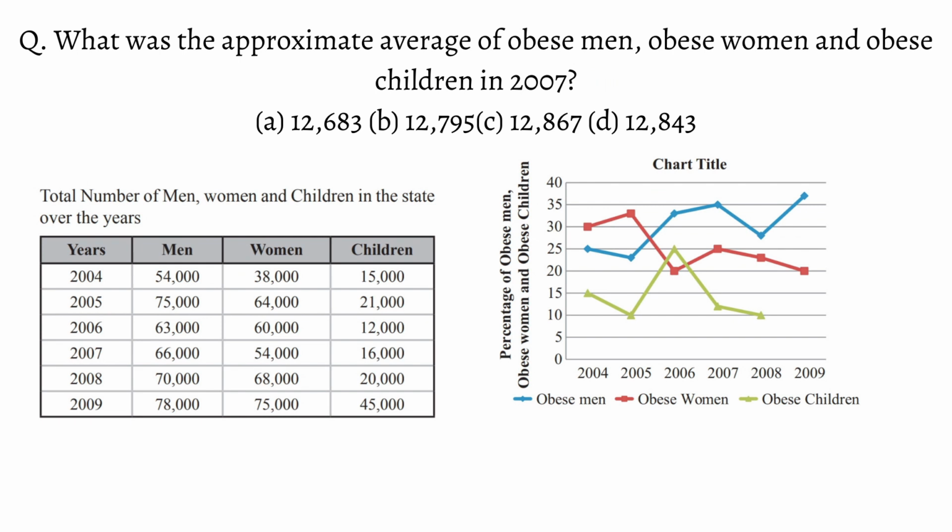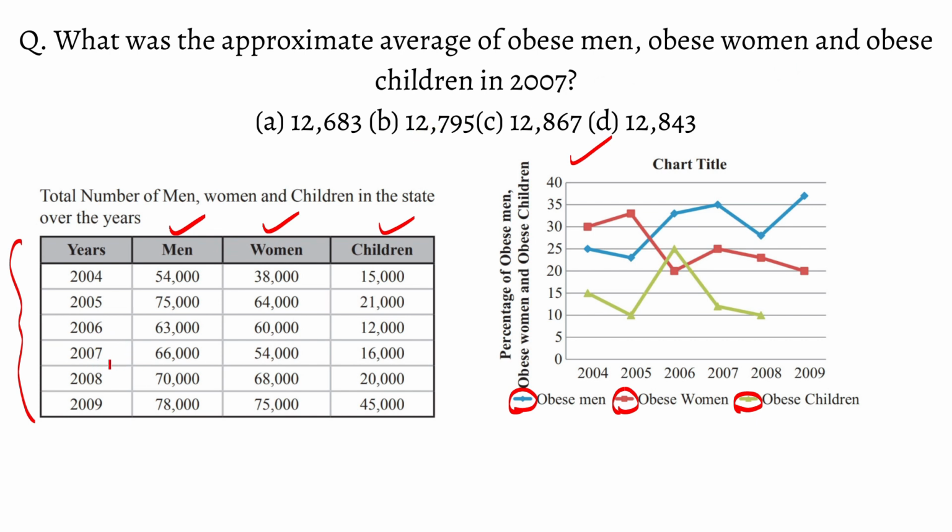What was the approximate average of obese men, obese women and obese children in 2007? So the table gives the total number of men, women and children in the state over the years, and in the line chart we have the percentage of obese men, women and children. Okay, here we have percentage, here we have total number. Understood? Obese men are represented with this color, obese women with this color, and obese children with light green color, right?